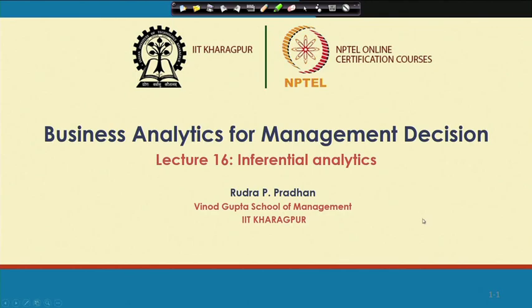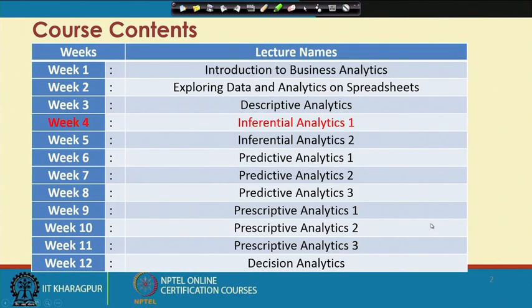We are here to start our unit of lectures on inferential analytics, and this is the detailed structure. In the last couple of weeks, we have already covered introduction to business analytics, exploring data and analytics on spreadsheets, and in the last week we have discussed descriptive analytics. Now, in unit 4, we have inferential analytics, and that too in two parts: inferential analytics 1 and inferential analytics 2. This week we will cover inferential analytics 1.